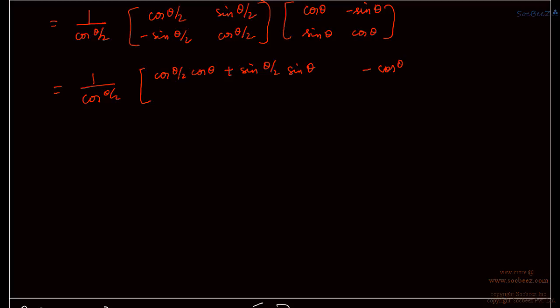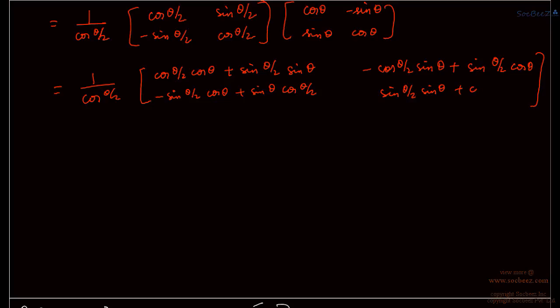Similarly, minus cos theta by 2 sin theta plus, again, minus sin theta by 2 cos theta plus sin theta cos theta by 2, and the final term, sin theta by 2 sin theta plus cos theta by 2, right. Now if you look at all these elements, what are they?